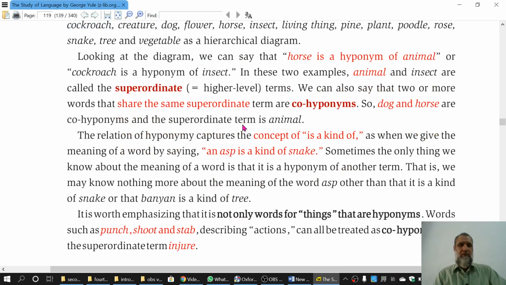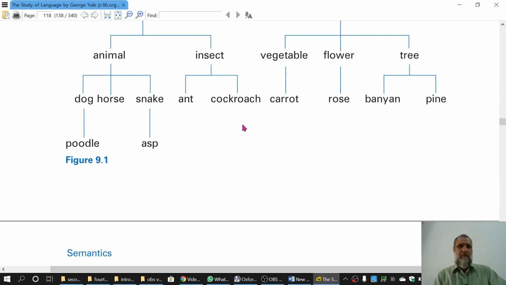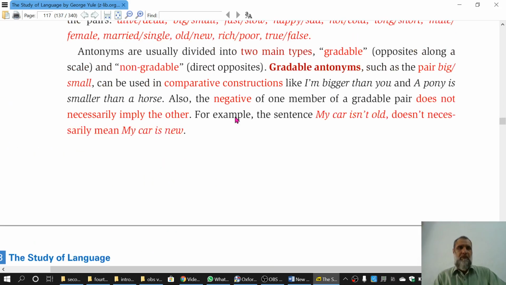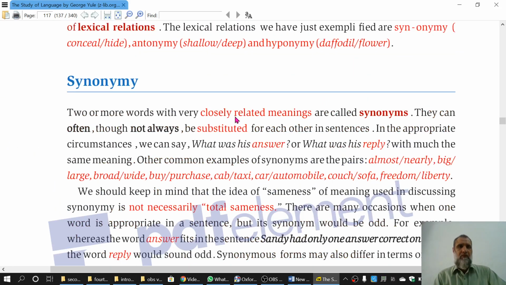So that's all about these three terms we discussed. This one, hyponymy, then antonymy, and also synonymy.